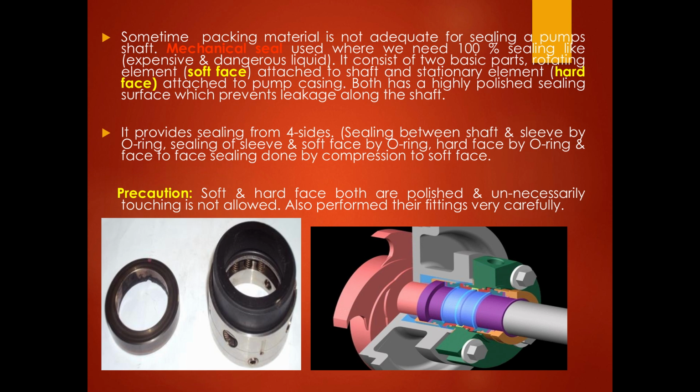It consists of two basic parts: a rotating element, the soft face, attached to the shaft, and a stationary element, the hard face, attached to the pump casing. Both have a highly polished sealing surface which prevents leakage along the shaft. It provides sealing from four sides: sealing between shaft and sleeve by O-ring, sealing of sleeve and soft face by O-ring, hard face by O-ring, and face-to-face sealing done by compression of the soft face. Precaution: soft and hard faces are both polished, and unnecessary touching is not allowed. Also perform their fittings very carefully.